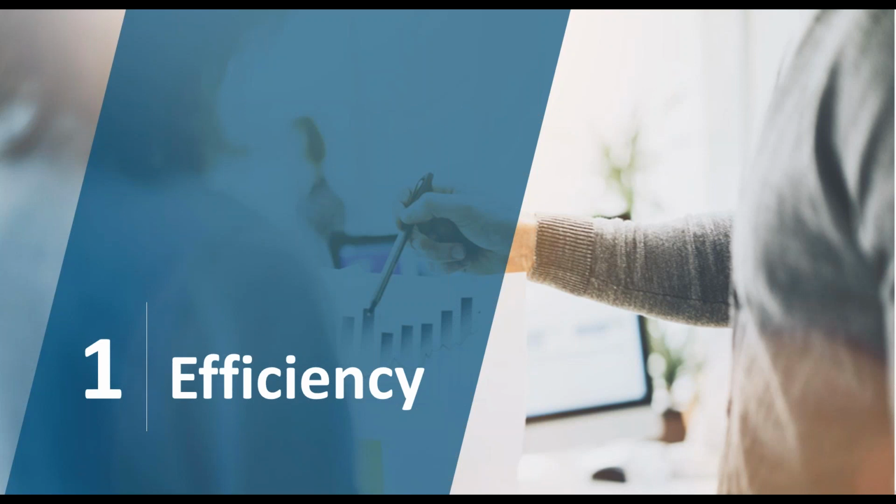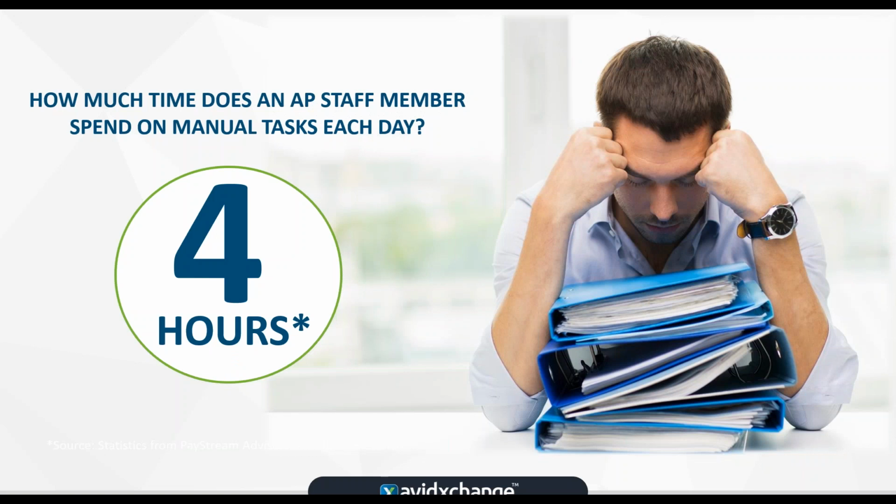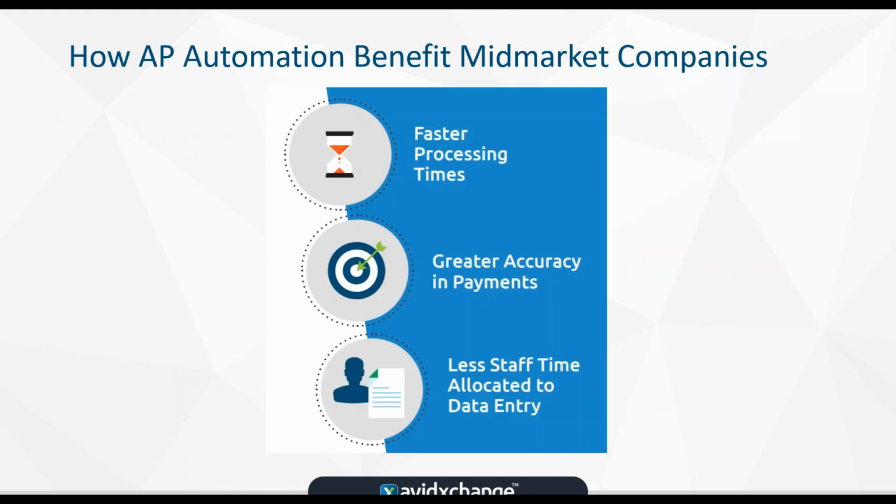Okay, looks like I have one guess so far, 2 guesses. Okay, so I'm seeing 6, 8, 2 days. Actually, the answer is, and it wasn't a trick question, 4 hours. The average AP staff member spends 4 hours on manual tasks each day. Wouldn't you like to get those 4 hours back for each employee?